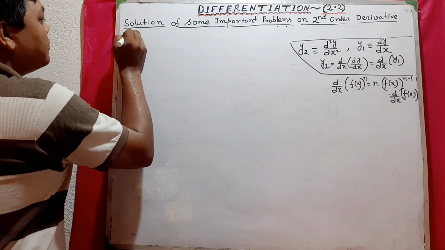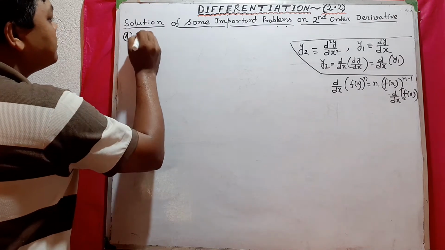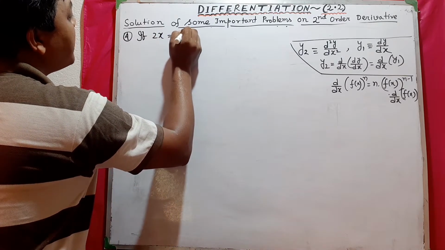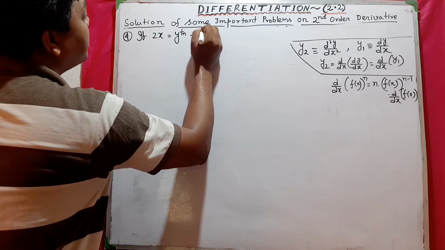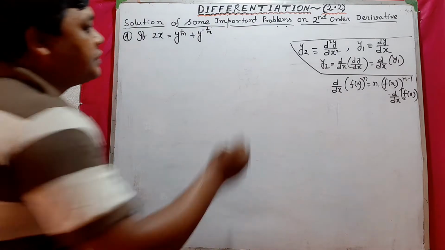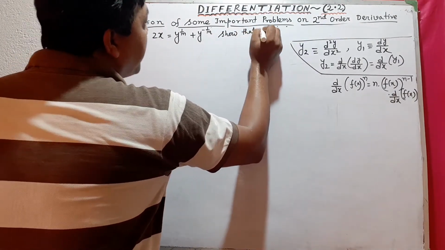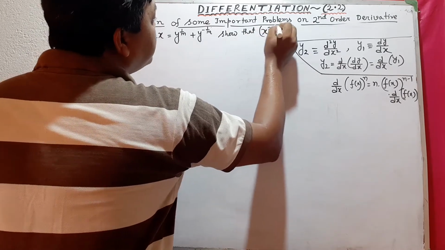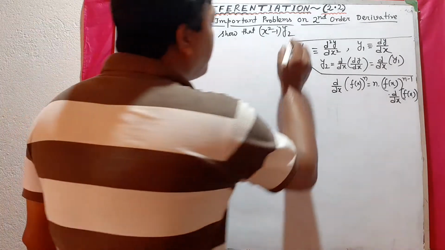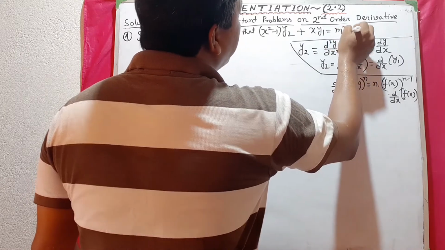Problem number 4. If 2x equals y to the power 1 by m plus y to the power minus 1 by m, show that x square minus 1 into y2 plus xy1 equals m square y.